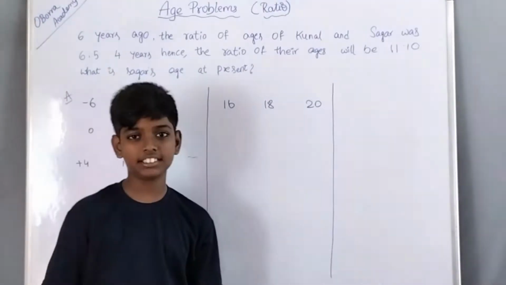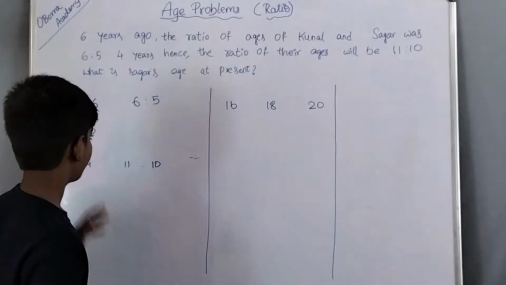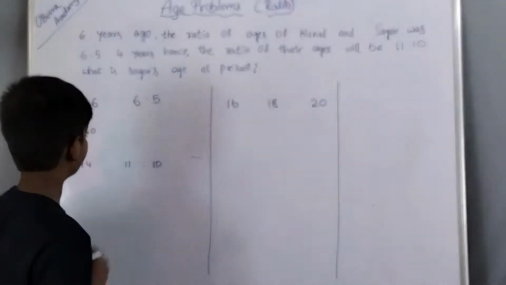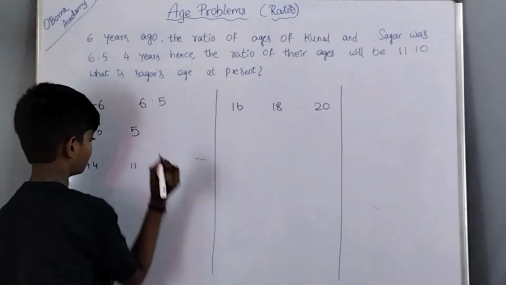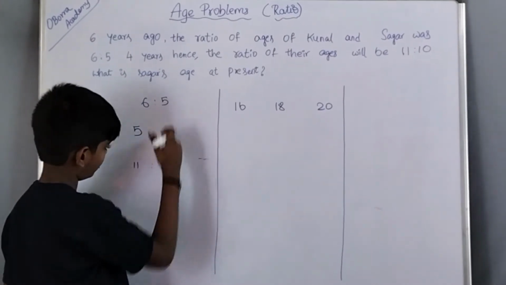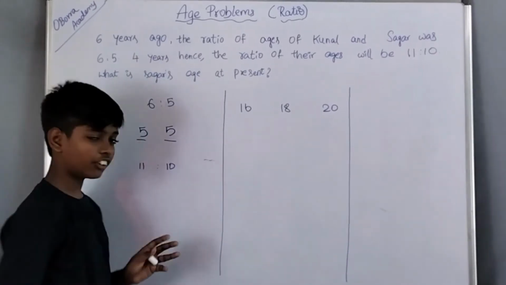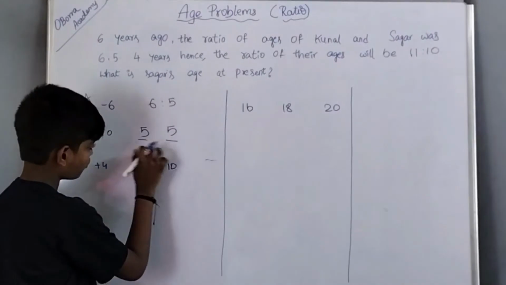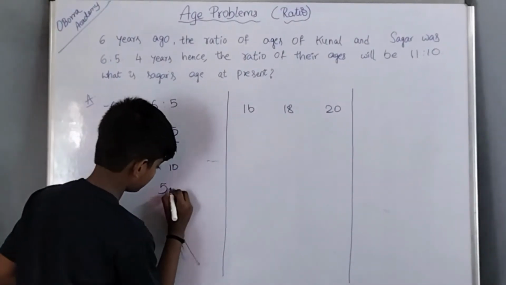So now let's see how to solve this ratio. To solve the ratio problem, first we'll have to find the difference between these two numbers in the respective ratio. So this 6 and 11, the difference is 5. And the difference between 5 and 10 is again 5. So these two numbers are equal. So this makes our problem so easy. So these 5 and 5 are going to be our parts. So let's take 5 parts.